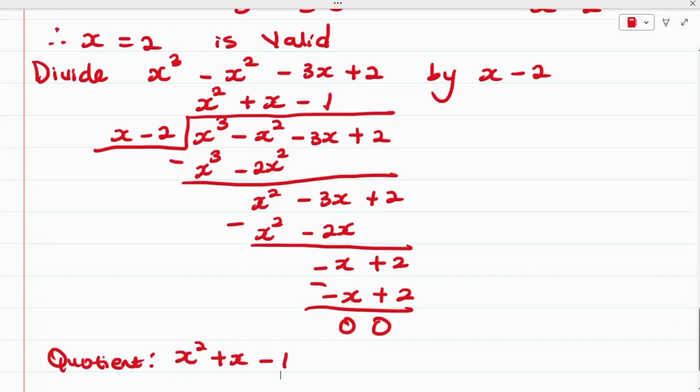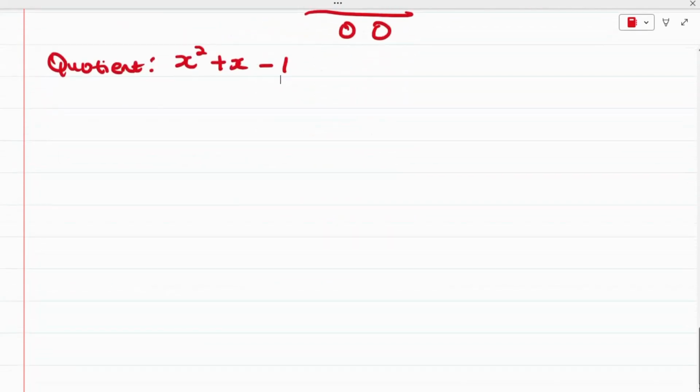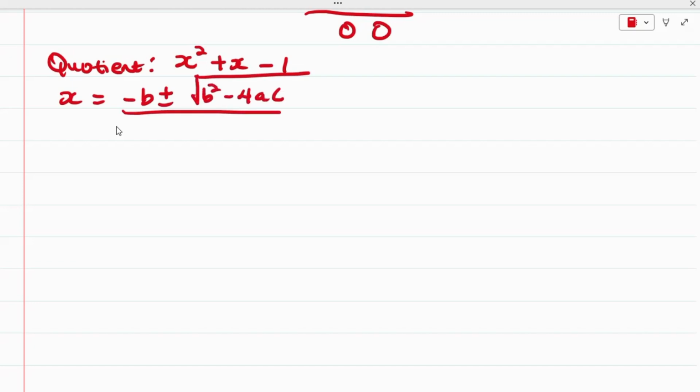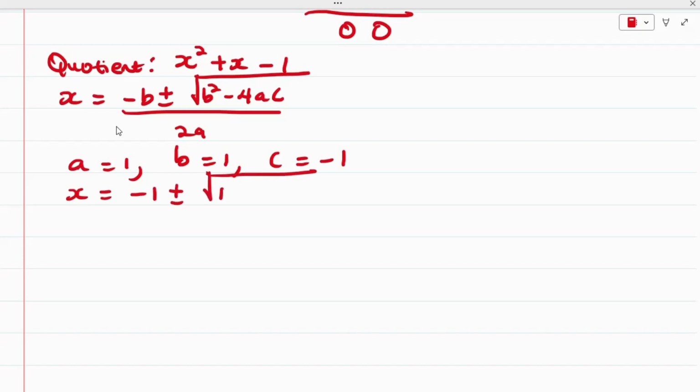We have been able to reduce this to a quadratic equation. So we want to simply solve this by applying the quadratic formula that says x is equal to minus b plus or minus the square root of b^2 - 4ac, divided by 2a, where a is equal to 1, b is equal to 1, and c is equal to minus 1. So we have x is equal to minus 1 plus or minus the square root of 1^2 minus 4 multiplied by 1 multiplied by negative 1, divided by 2 multiplied by 1.